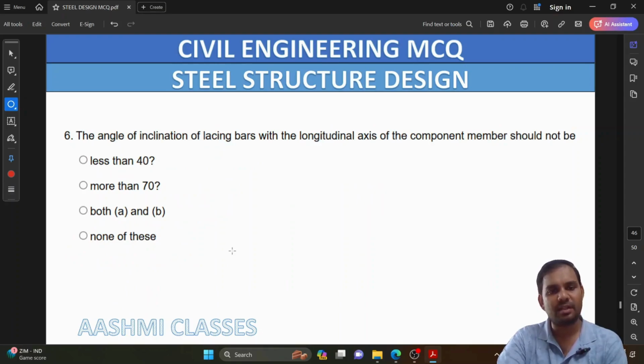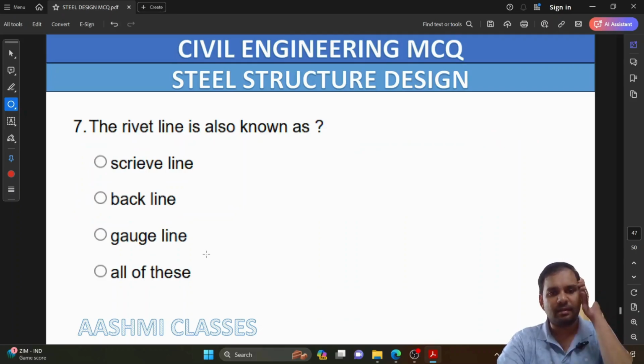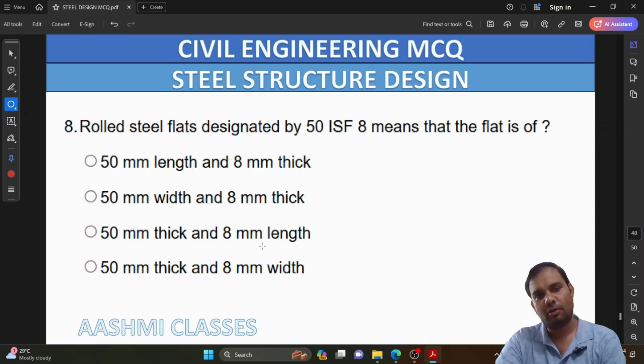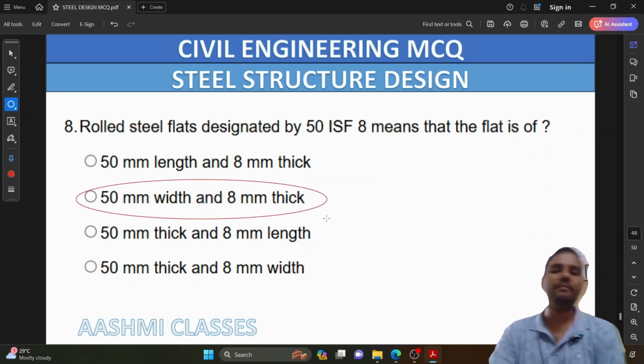The angle of inclination of lacing bars with longitudinal axis of the component member should not be less than 40, more than 70, both A and B. The rivet line is also known as Srrb line, back line, gauge line, all of these. Rolled steel flats designated by 50 ISF 8 means the flat is of 50 mm width and 8 mm thick.